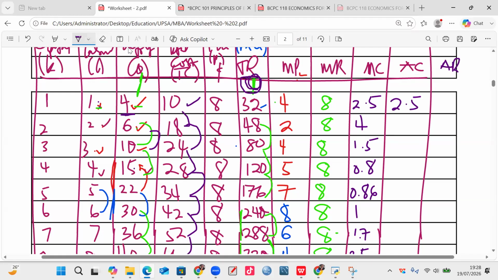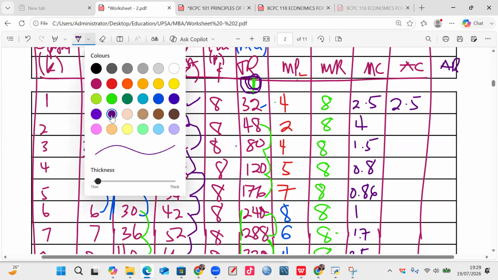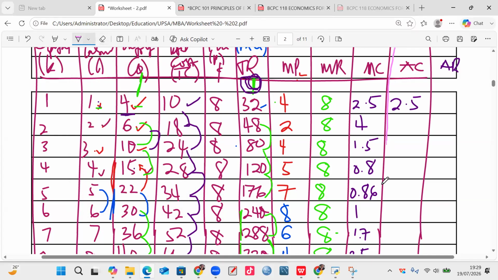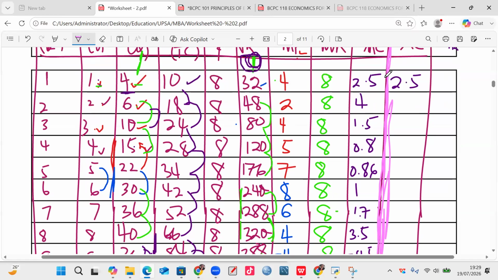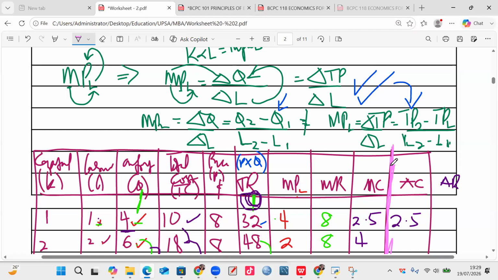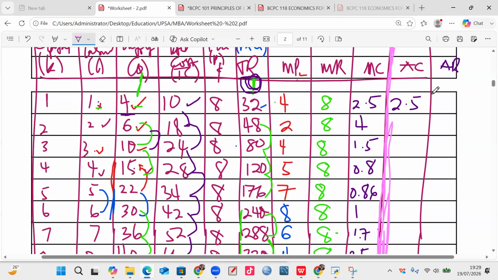So our question ends here. It doesn't go far. Where the pink border is, that's where our question ends. I'm only adding the AC and AR just to explain them. The AC and AR are not parts of it. So let's do the AC.